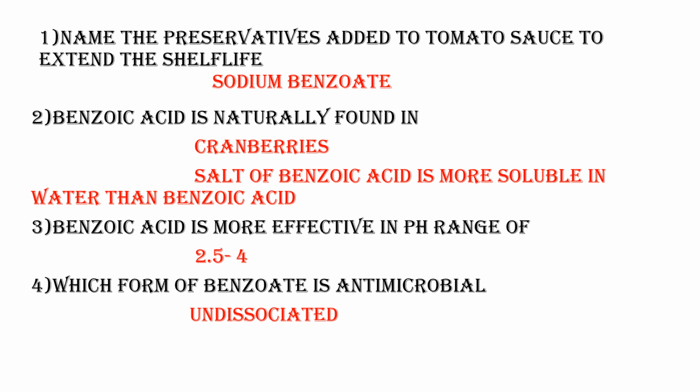Okay, the third question. Benzoic acid is more effective in the pH range of. So, in which pH range is benzoic acid more effective? From 2.5 to 4 pH range, benzoic acid is more effective. Fourth question. Which form of benzoate is antimicrobial? The undissociated form of benzoate is antimicrobial.